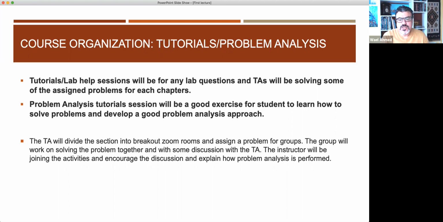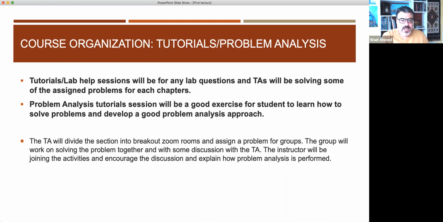And some of the tutorial sessions are called problem analysis tutorial sessions. And what does it mean? Let's say I have 50 students in each tutorial. The TA will create breakout rooms inside Zoom, like 10 rooms at the same time. Every 5 students will be randomly selected to work together on some problems. Okay. So let's say problem 1. Tutorial sessions are starting this week.